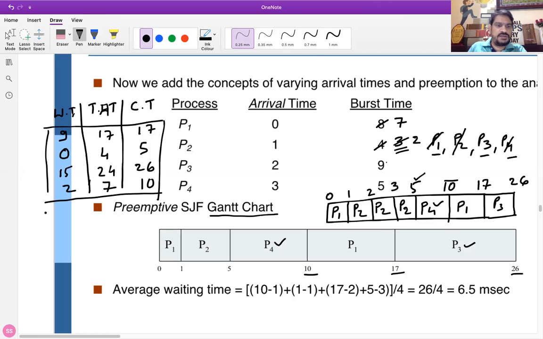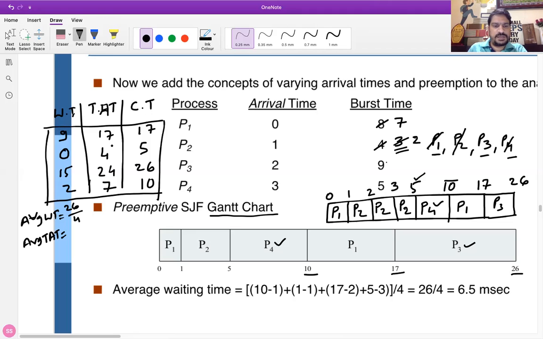Now after that, we'll find out the average waiting time and average turnaround time. These two we can calculate. So average waiting time will be 9 plus 0 plus 15, it will be 24, and then 2, it will be 26. So it will be 26 divided by 4. This is my waiting time.